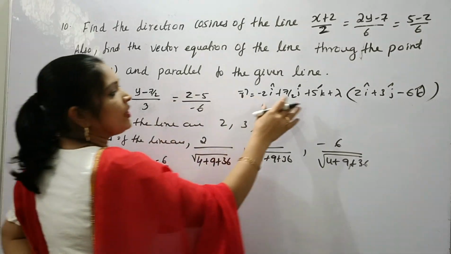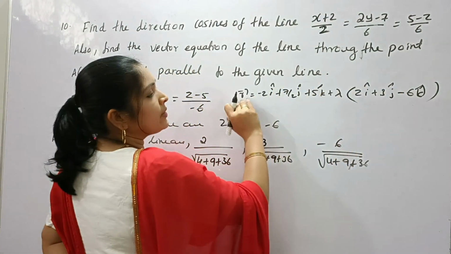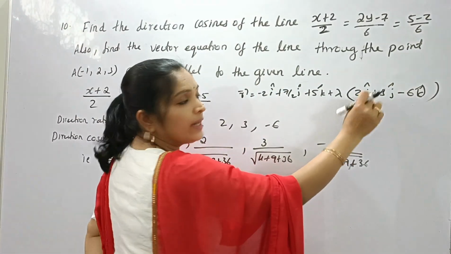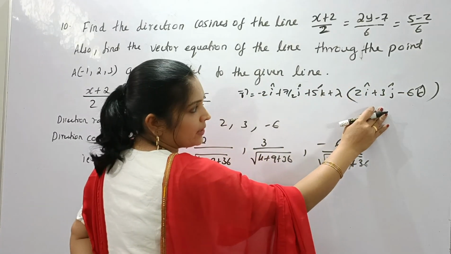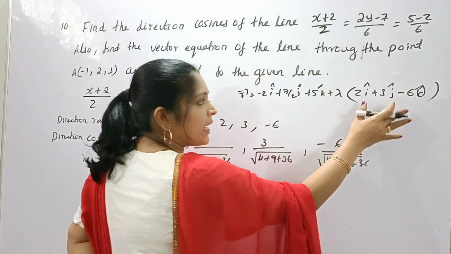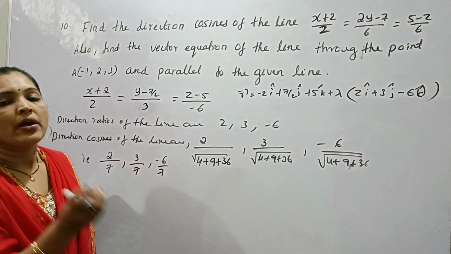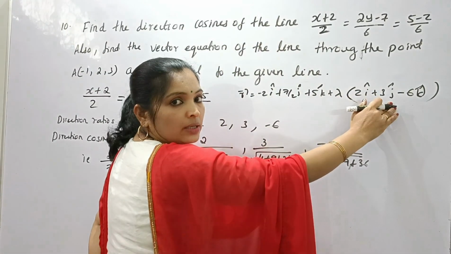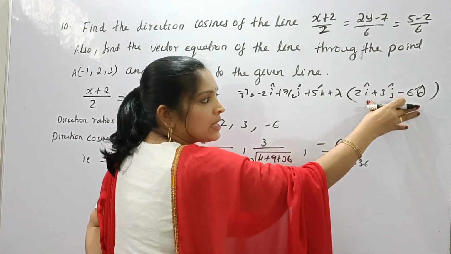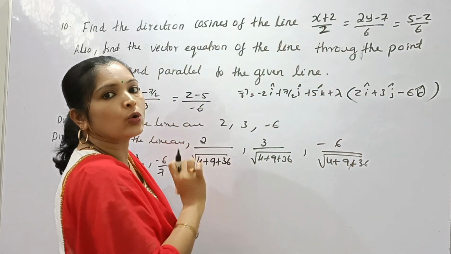Here we know that this vector is parallel to this line, right? That is, 2i plus 3j minus 6k is parallel to this line. Therefore, it is parallel to the required line also, because we have to find the equation of the line which is parallel to this line.